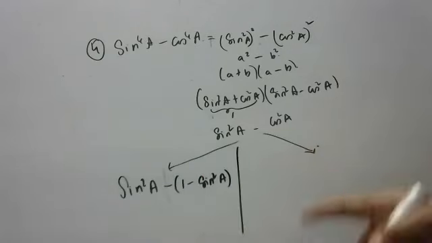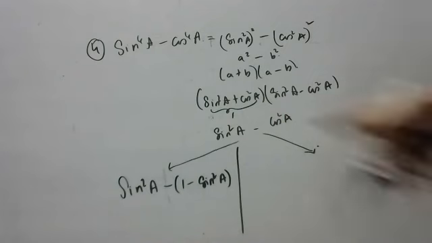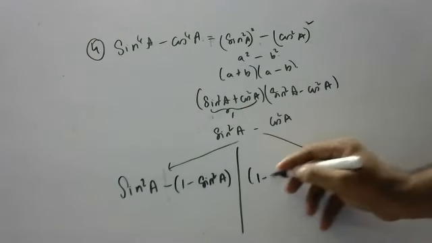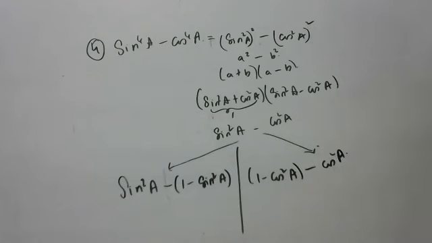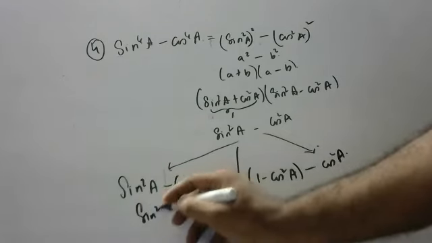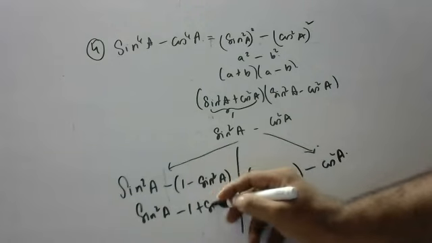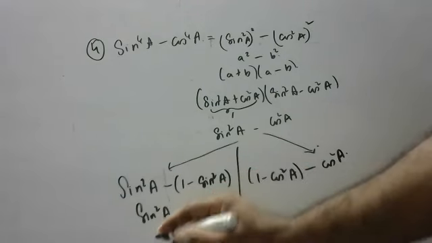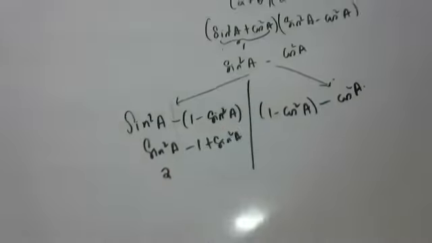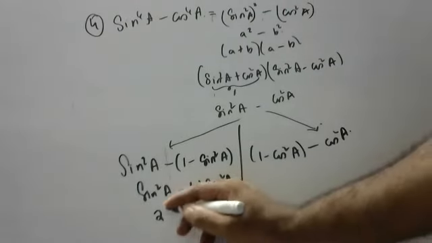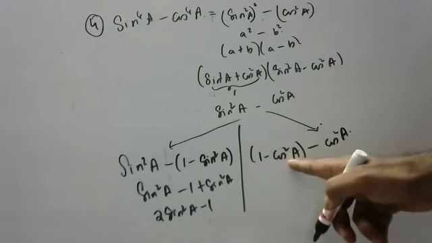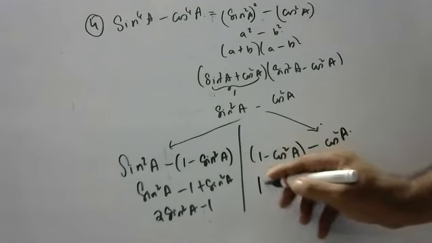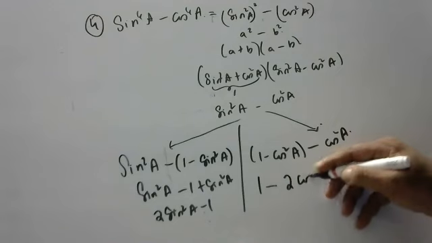Very good. Once I want to remove sine square, sine square I can write as 1 minus cos square A. Okay, children, that's it. Sine square A minus 1 plus sine square A. Sine square A plus sine square A is 2 sine square A, minus 1. And here 1 minus cos square A is minus 2 cos square A. This is 1 minus 2 cos square A.